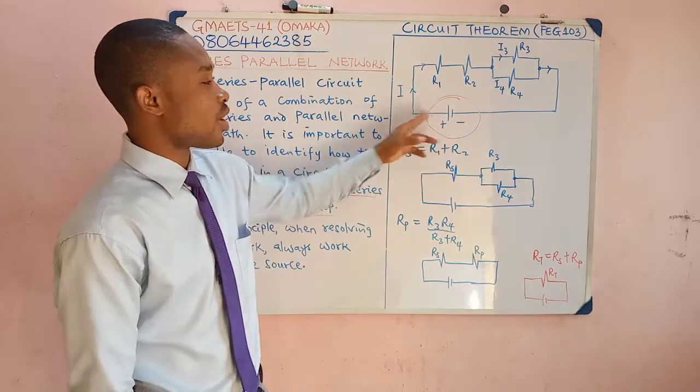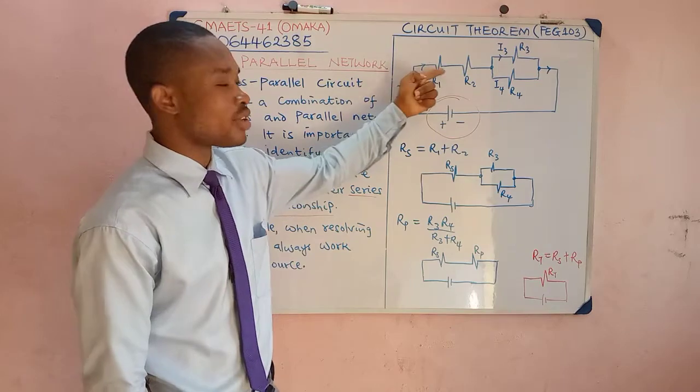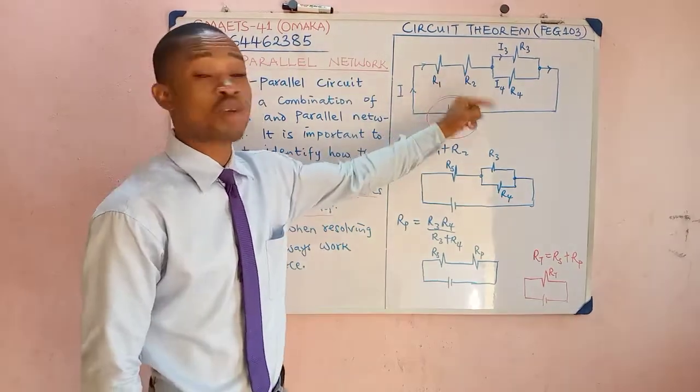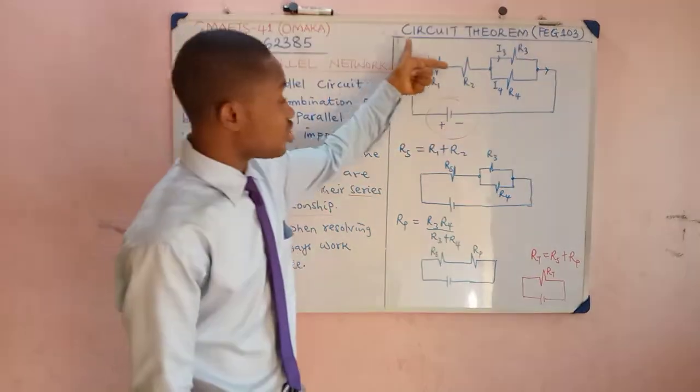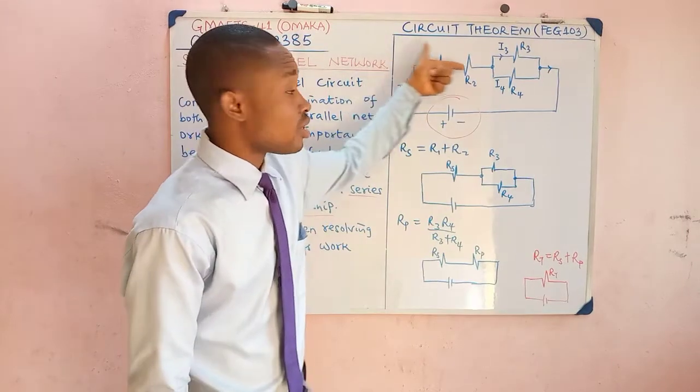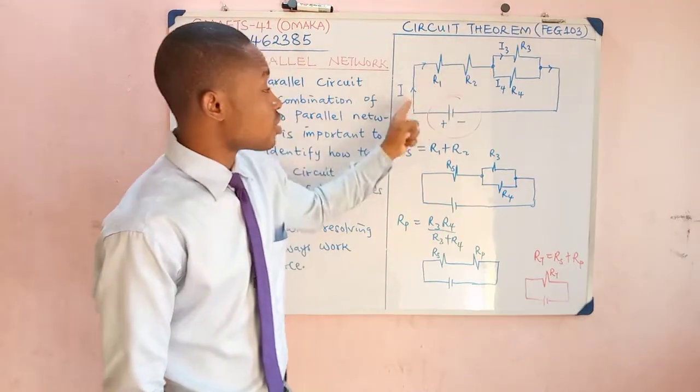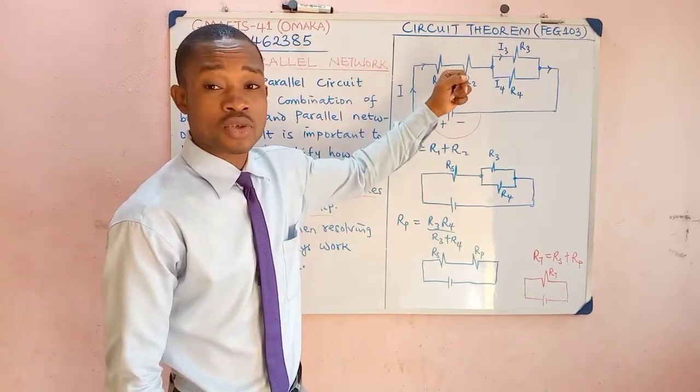Look at this cell supplying this current. You notice that this current will pass through R1, and the same current will pass through R2. Because this is a linear network, they are in series. You're getting that right? So this current will enter through R1 and R2.